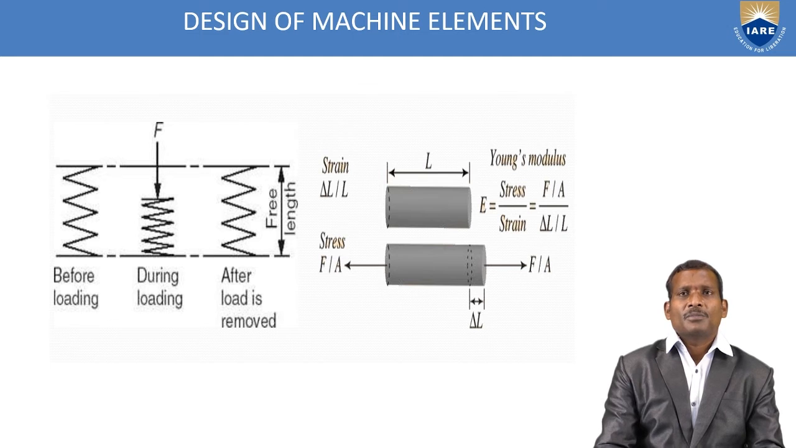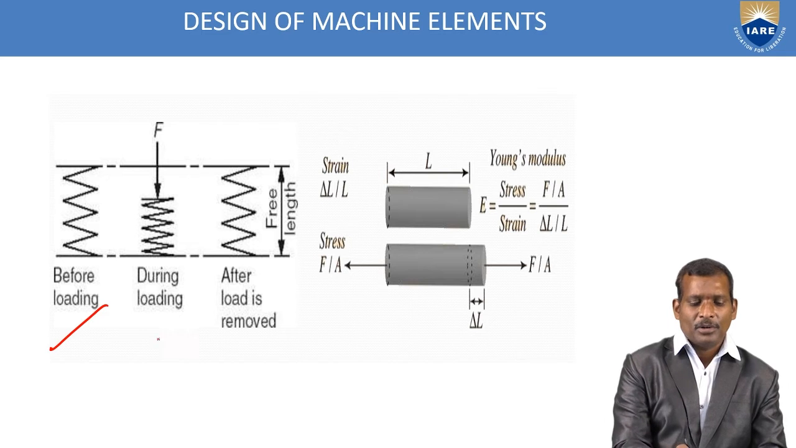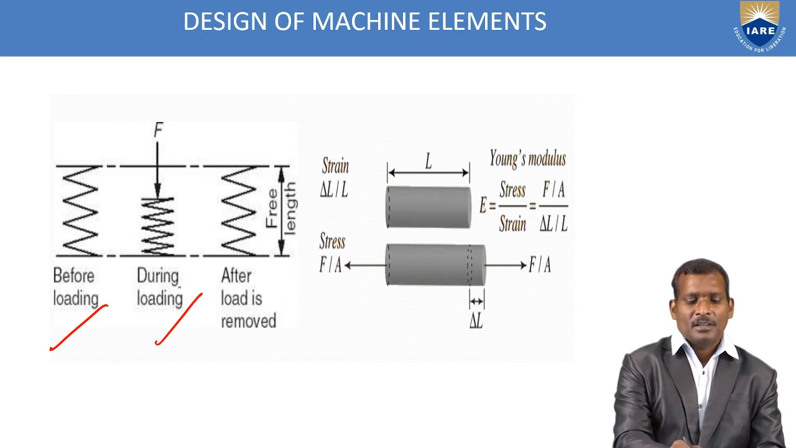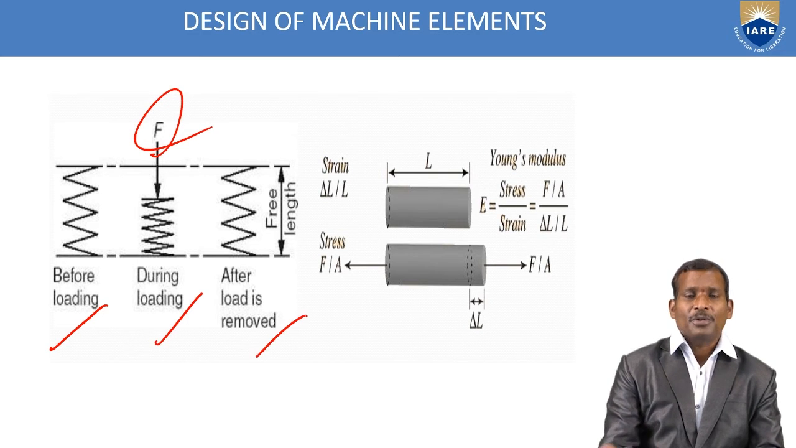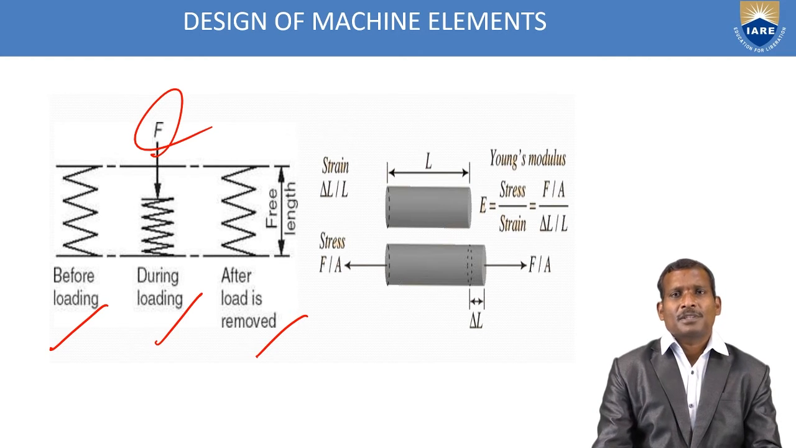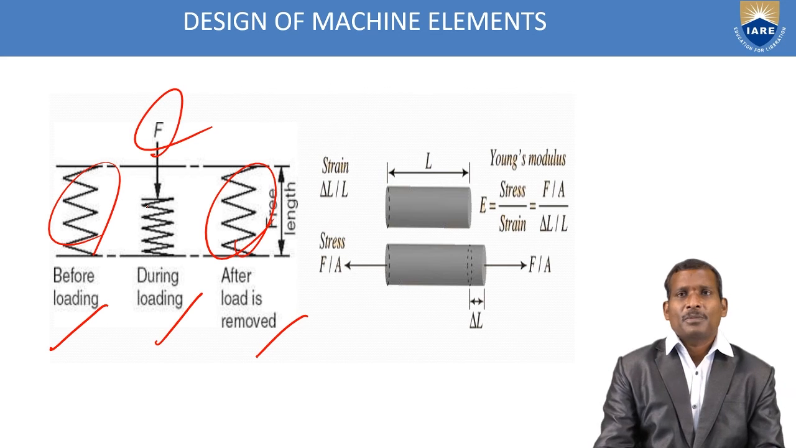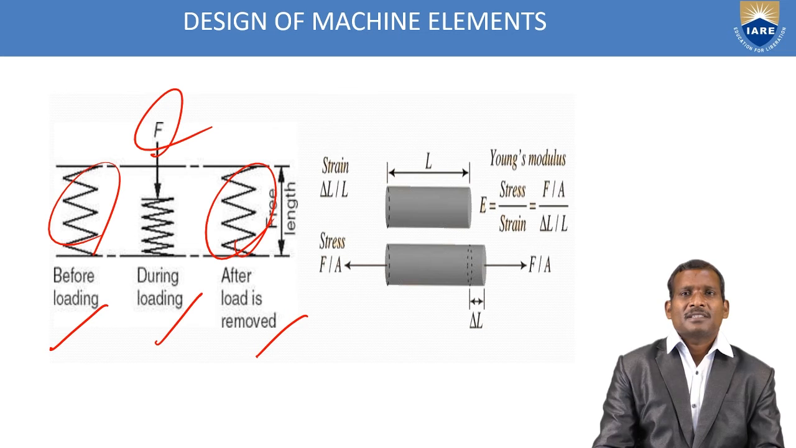Next, another example. Before loading, the spring is like this, and during loading, it's somewhat compressed. What is the free length after the load is removed? There is no change. It goes back to its original position. This type of property is called the elasticity property. So you can measure strain, change in length by original length. So you can calculate Young's modulus by using stress and strain.